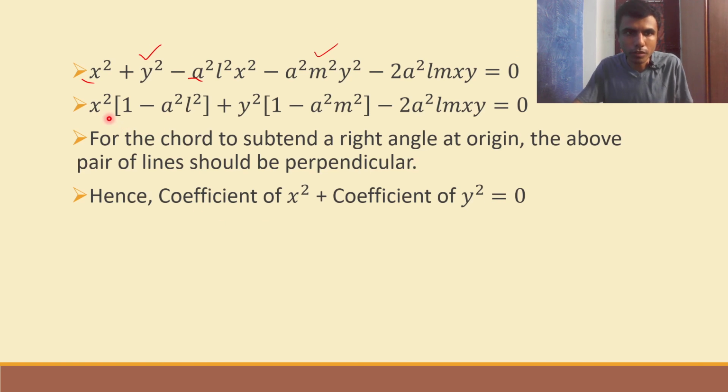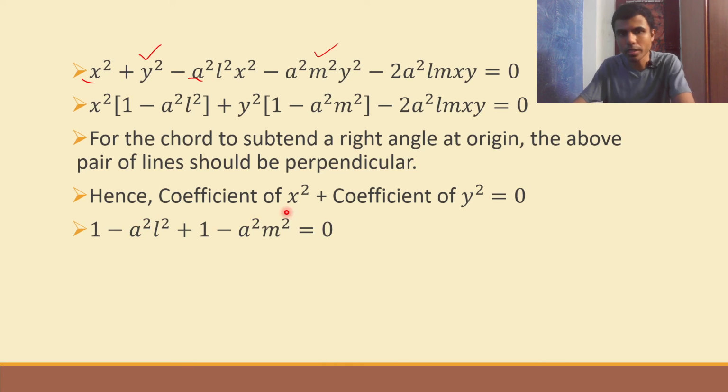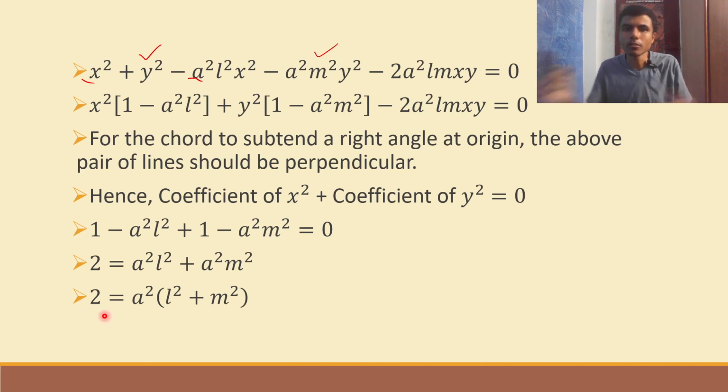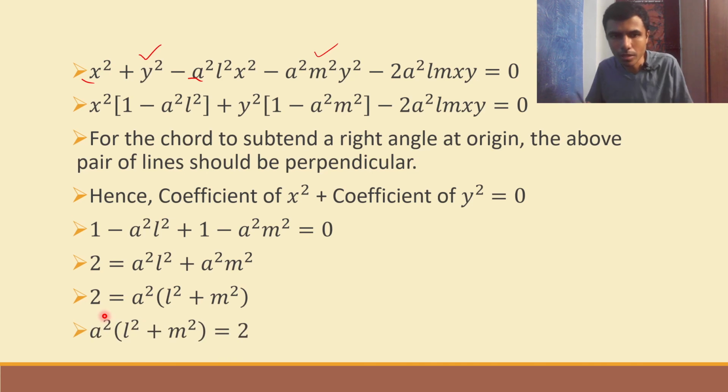So what is the coefficient of x square here? 1 minus a square l square. What is the coefficient of y square? 1 minus a square m square. Should be 0. 1 plus 1 is 2. Send these two terms to the RHS. Can I take something common from these two? Just observe. Yes, a square I can take common. So a square, if you take common, l square plus m square. Now write LHS as RHS and RHS as LHS. So a square into l square plus m square is 2. This is the condition that you would get if the chord subtends a right angle at the origin.